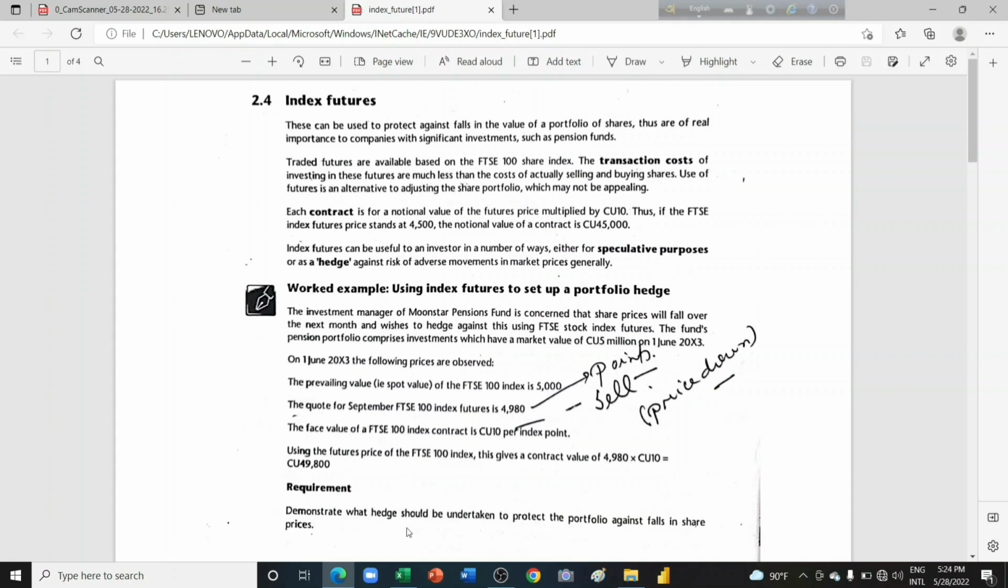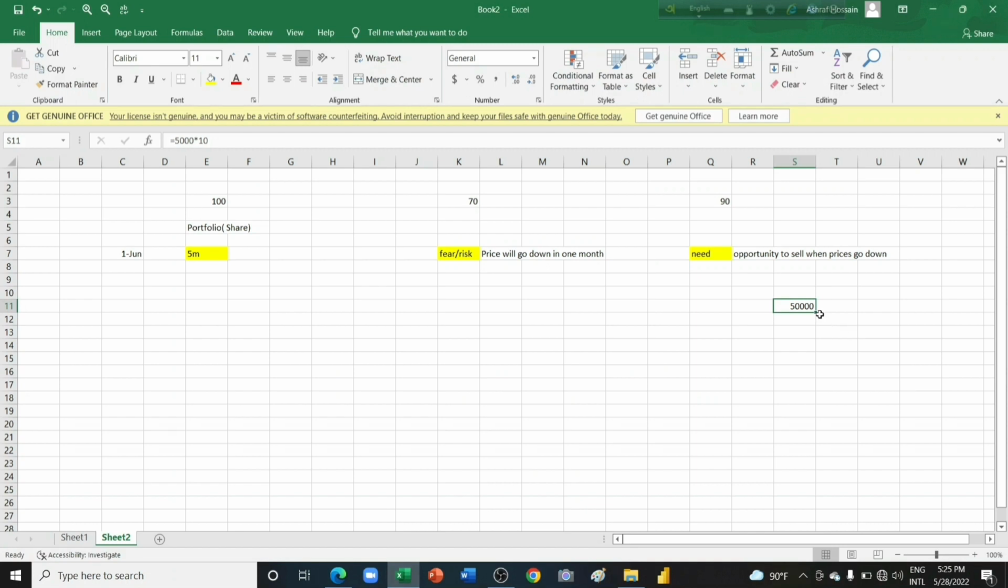Future is 4980. What does this mean? Today, on 1st June, as I'm writing here, the price of FTSE 100 index is 5,000 points, which is $50,000. You've seen this. Now there is a code for 30 June for 4980 points. It means that, as I said before, I need to sell after 1 month. That is, on 30 June, I need to sell at a certain price.